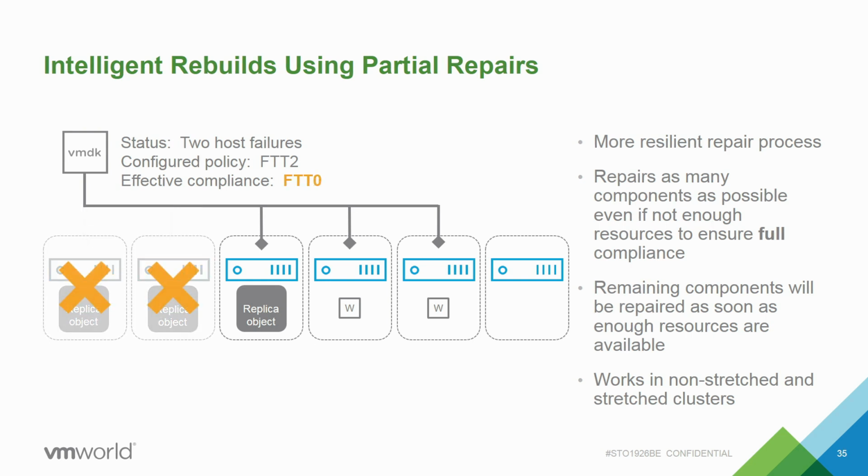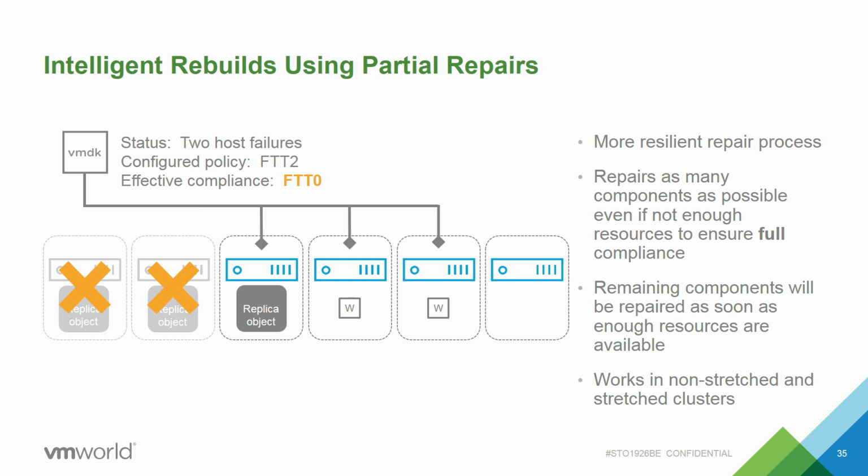So that's really just to keep the vote count as needed. So let's imagine here we have a double failure of some sort. Maybe they went down at the same time. Maybe one went down shortly after the other one did. So we have the configured policy of FTT of 2. We have an effective compliance of FTT of 0, meaning there's 1 copy of data available. The VM's still up and it's still available, but you can't suffer another loss at this point.